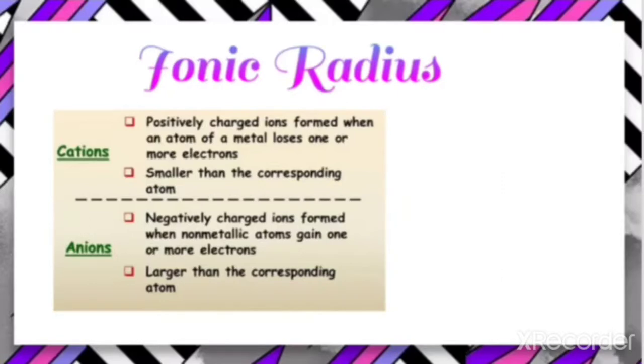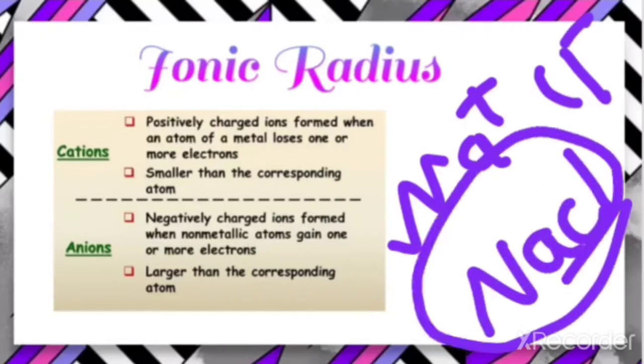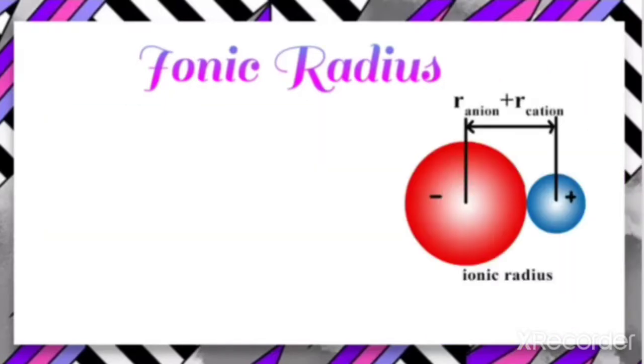So let us take the case of two ions, that is cation and anion. In an ionic compound, a positively charged cation and a negatively charged anion together make the compound NaCl. So that is an ionic compound. In the case of an ionic compound, when we compare the size of the cation and anion, they are different. You can find out that the anions are bigger in size than the cations.